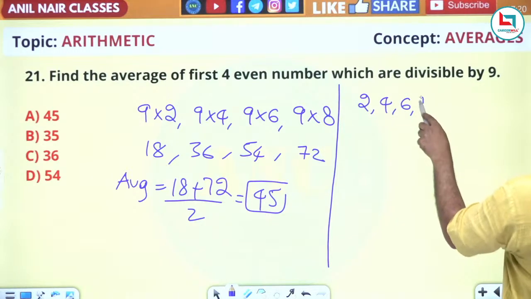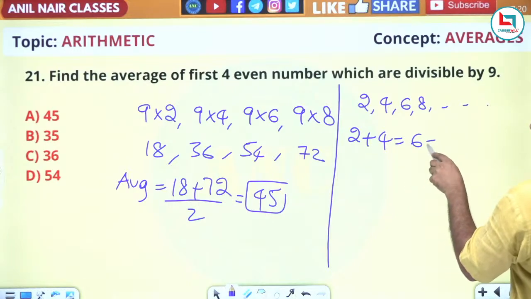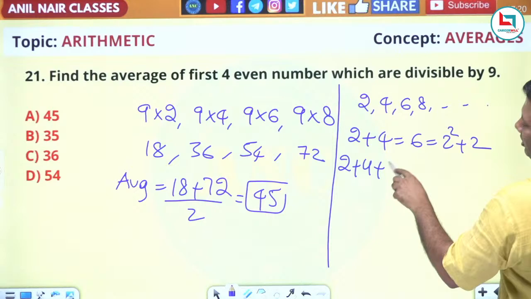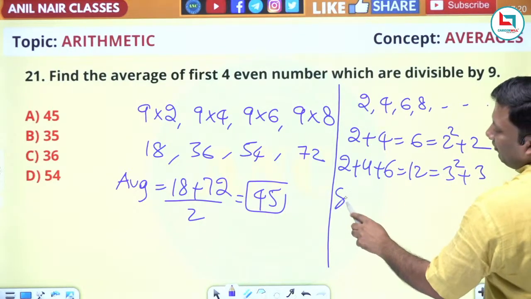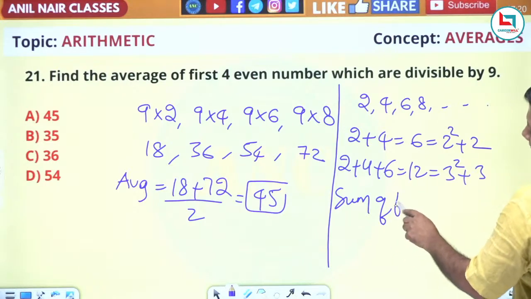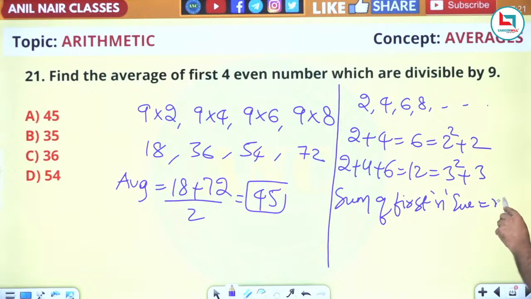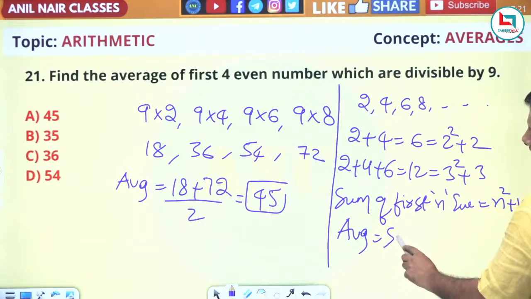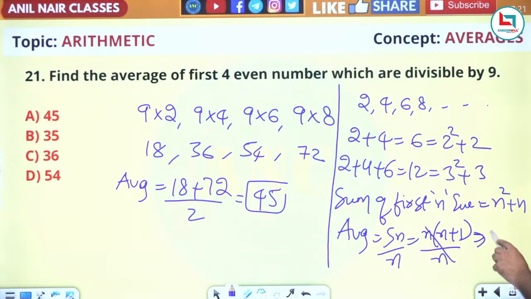You can also look at it like this. The even number series: the sum of the first two even numbers is 6, which is 2 square plus 2. The sum of the first three even numbers is 12, which is 3 square plus 3. Very, very important key point. The sum of the first n even numbers will be n square plus n. Average will be Sn by n. Taking n common, it will be n plus 1.